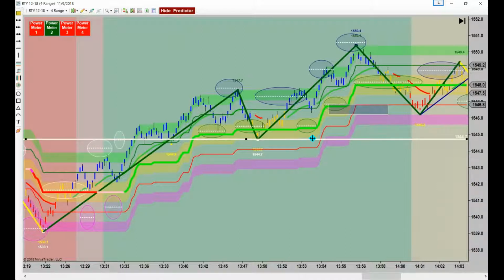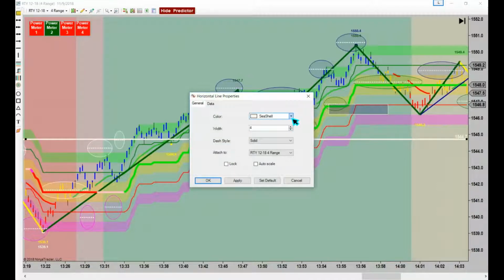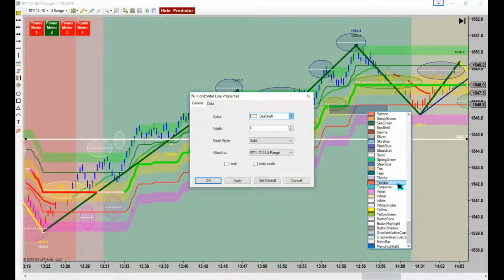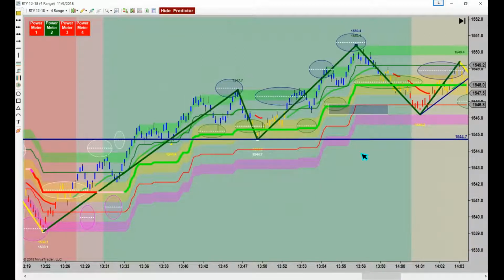I'm going to change this color, by the way. Let's go ahead and change it because white was on that black background. Let's go with navy blue. I like that one. Dark blue's fine. All right. So if they don't break this over here, are they still heading up? Yes or no? Looking to the left to trade the right.